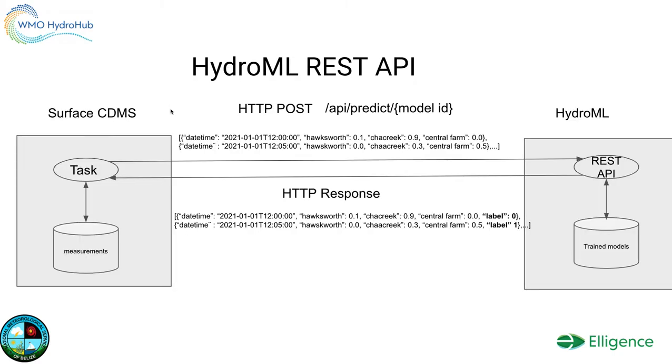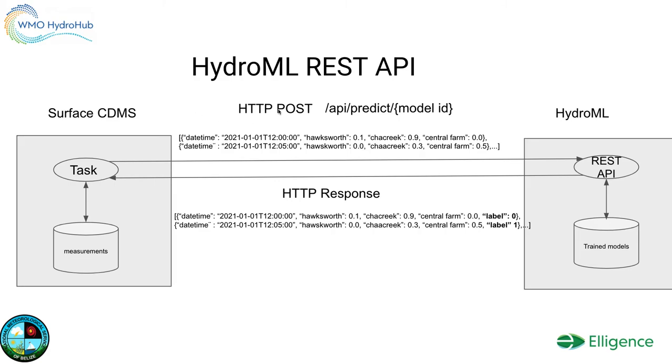The integration between Surface and HydroML works via the REST API. On the left side we have the database with the surface measurements that are written by a task on a periodical basis and then sent to the HydroML REST API, which takes them through the selected trained model that's going to run the prediction and return the same content with an extra column informing the result. That's now identified in this slide as label.